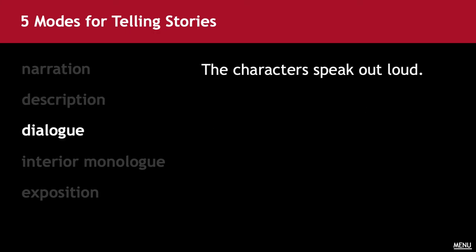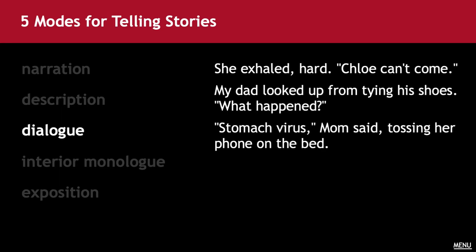So next would be dialogue. So the dialogue is where the character speaks out loud, and their dialogue is written in quotation marks. So an example being, she exhaled hard. Chloe can't come. My dad looked up from tying his shoes. What happened? Stomach virus, Mom said, tossing her phone on the bed. So as you can see here, all of the dialogue is in the quotation marks. And this is when someone is actually speaking.